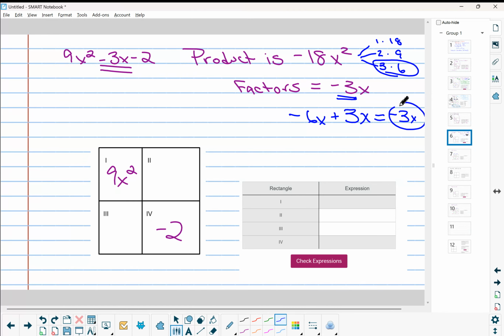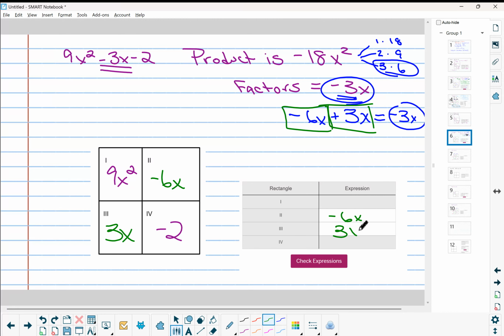So this is our goal here, is to make these 2 things the same. And then these values, negative 6x, that's going to go there. And positive 3x is going to go there. Okay, and then they're also going to go into there.